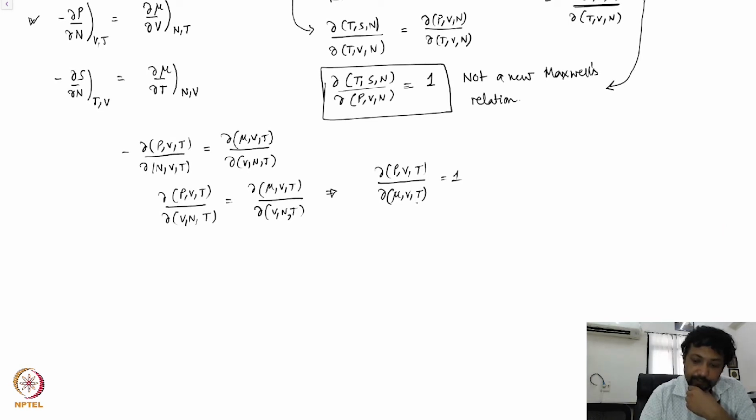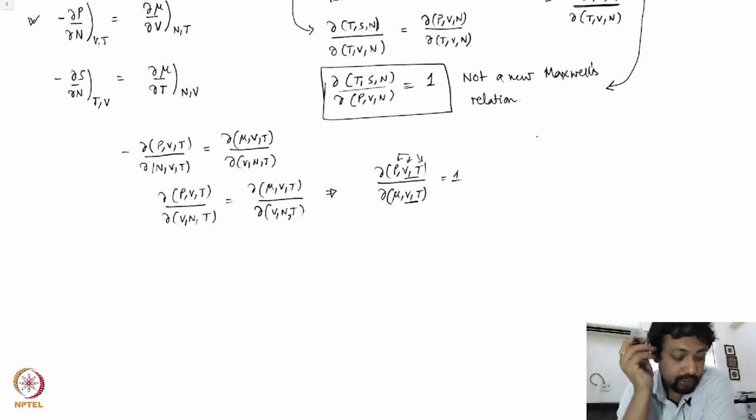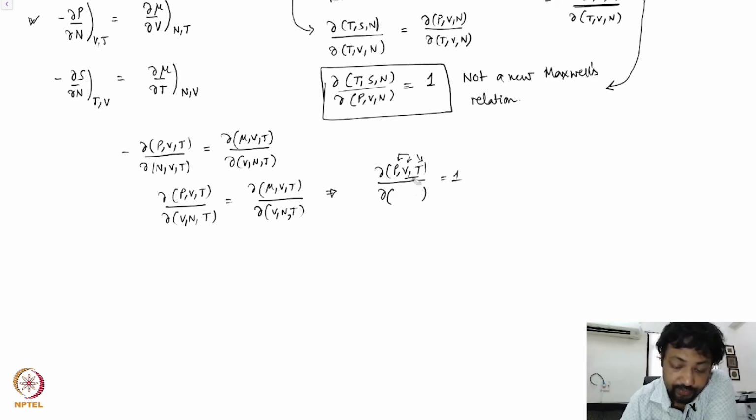Is this correct? Because there are two variables which are common. So V and T are both common in the numerator as well as in the denominator. So let's see where did we go wrong. Del P del N, V and T are held constant. You have del mu del V, N and T are held constant. So V and T. So then this is del mu del V, V and T, correct. So therefore this is actually V comma N comma T.